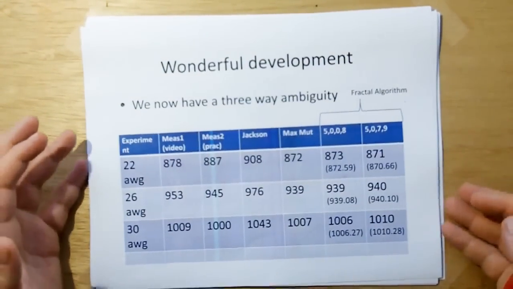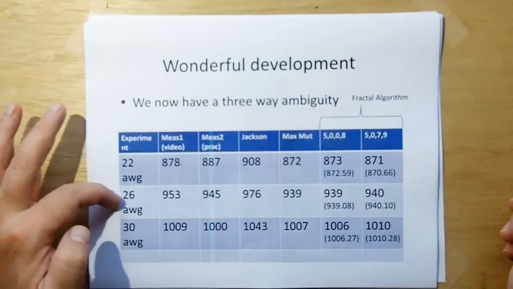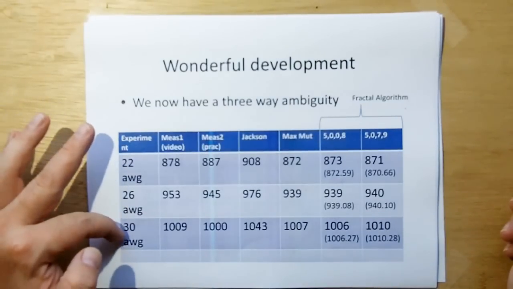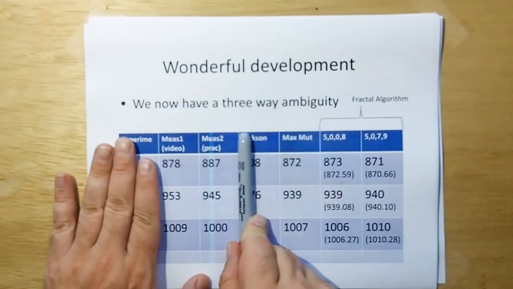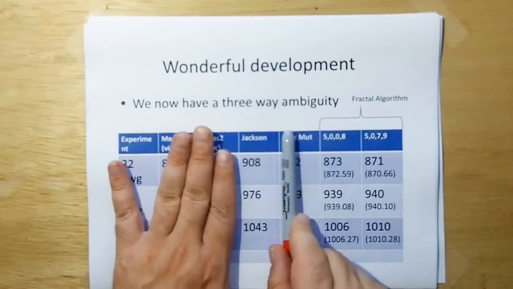Okay, let me explain what this is. This is the 22 gauge loop, the 26 gauge loop, and the 30 gauge loop. These are what we measured with two different measurement runs using the Agilent LCR meter. This is what Jackson computed.